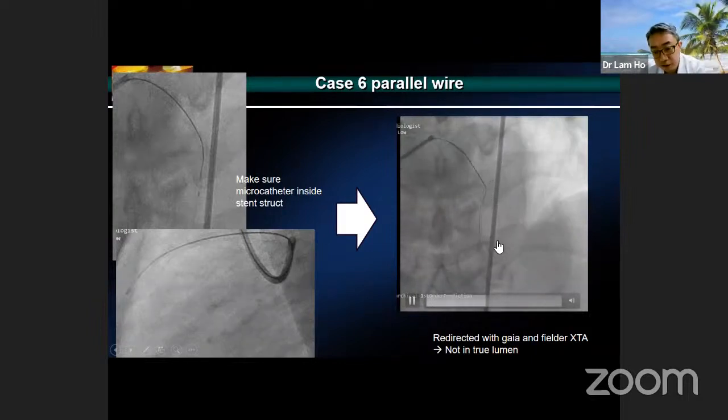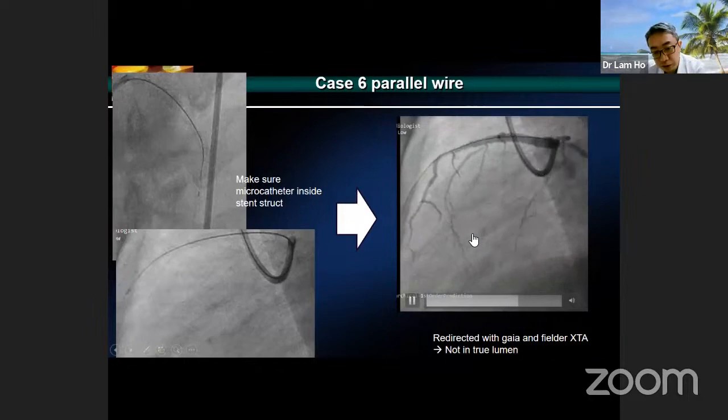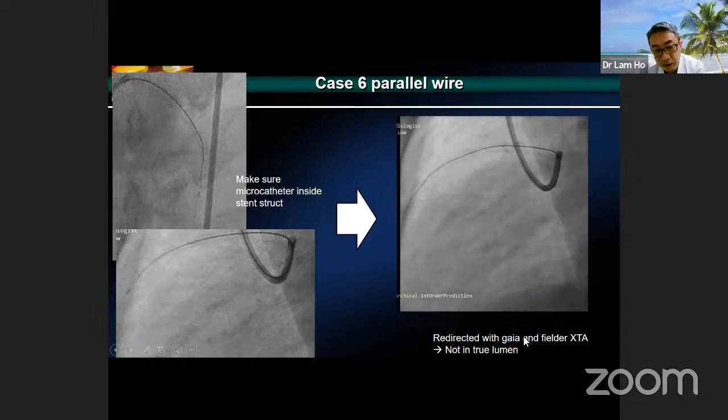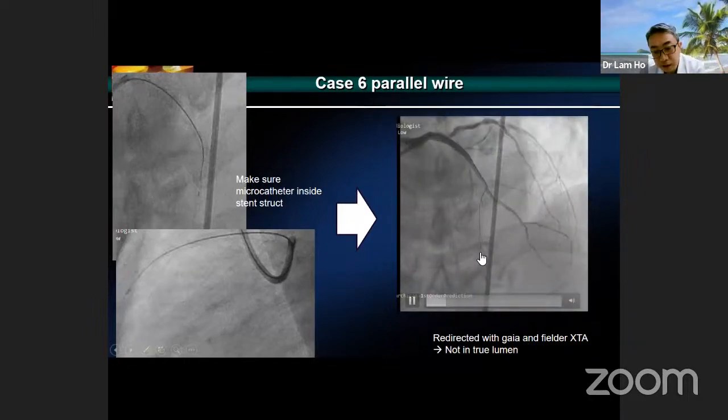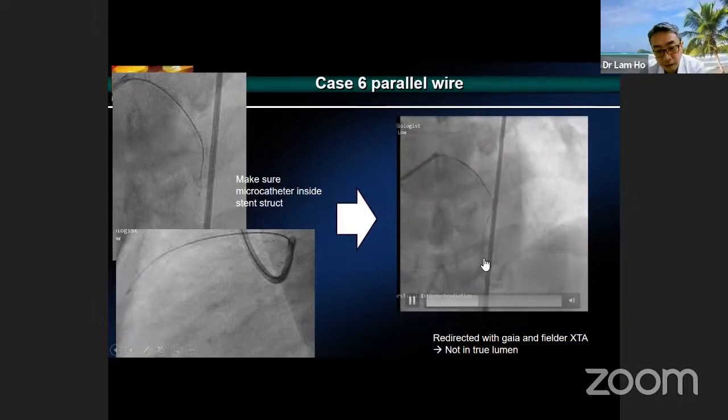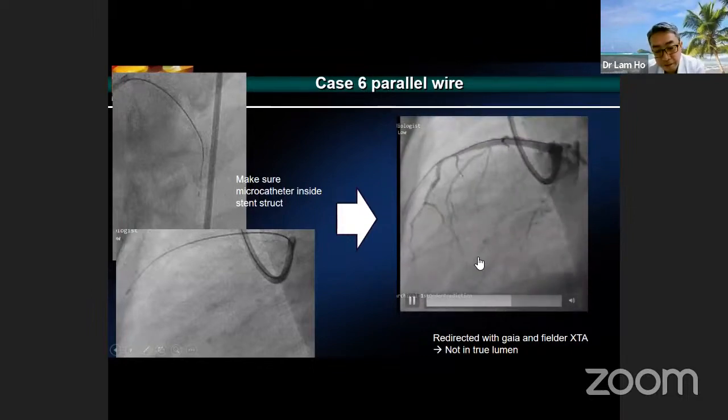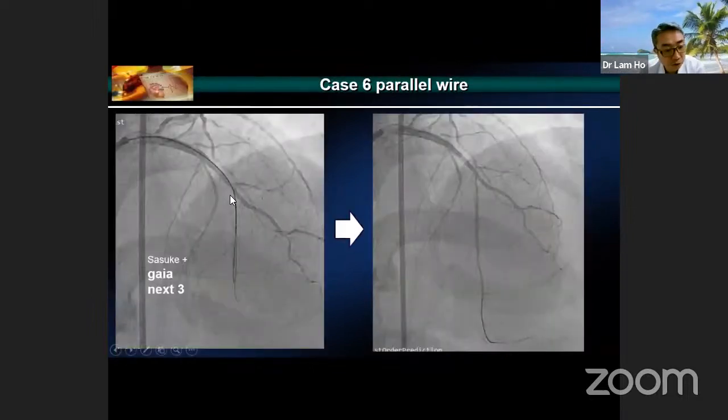I try Fielder XTA with just a Gaia shape, one primary curve, and a Gaia Next series, but I cannot enter the true lumen. I cannot exit the distal cap. In this sort of situation, of course, the best is parallel wire.